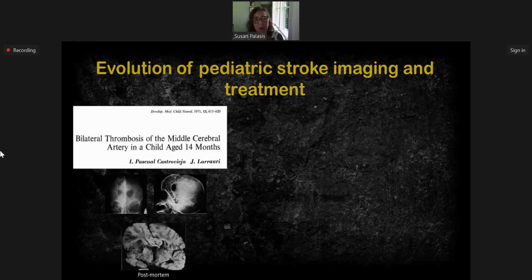And this is just an article that I found way back from 1971 that described this young child with bilateral thrombosis of the middle cerebral artery. Back then, they had very limited ways of imaging this challenging diagnosis to begin with. And, as you can see here, they did this arteriogram and unfortunately a post-mortem study which revealed the thrombosis and the infarctions. But we've come a long way, right, Misha?